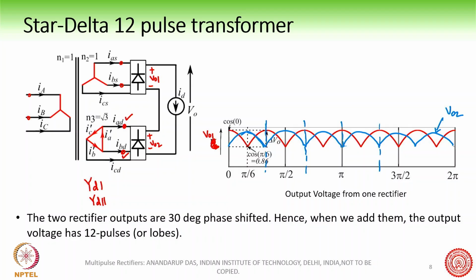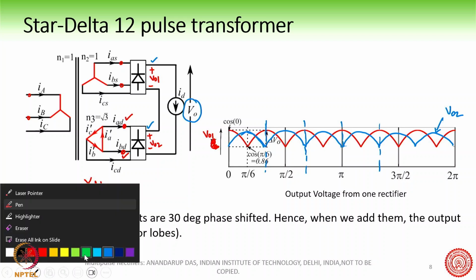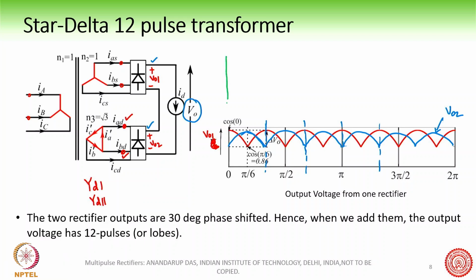So we have now added V01 and V02, and therefore the total V0 that comes up is the summation of these two waveforms. I can now draw the two waveforms here, and if you just go on adding the two waveforms, it will be something like this.